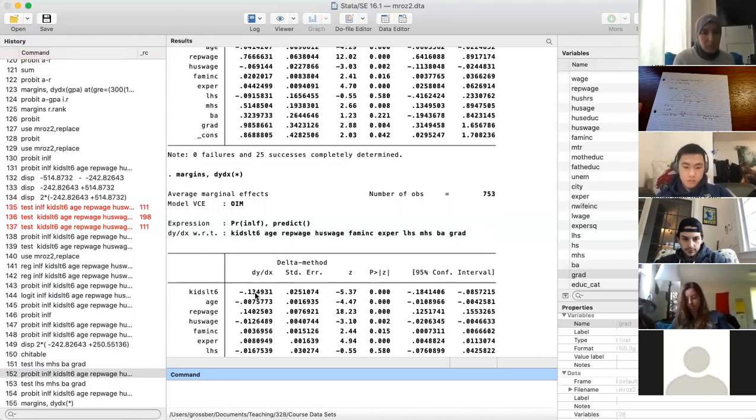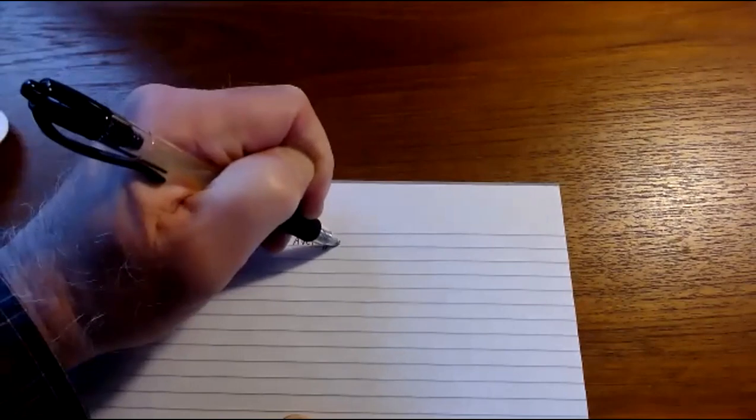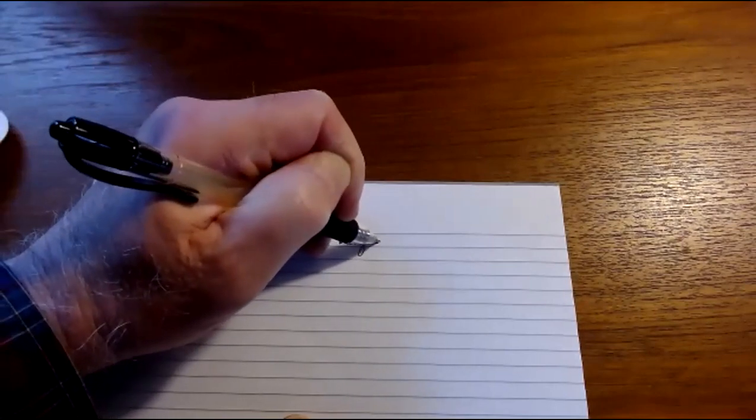What we're getting here is what we would call an average marginal effect. And this is where it gets confusing. So let me come back and write a little bit. So when you type margins, dy dx, star, what you're going to get is an average marginal effect.